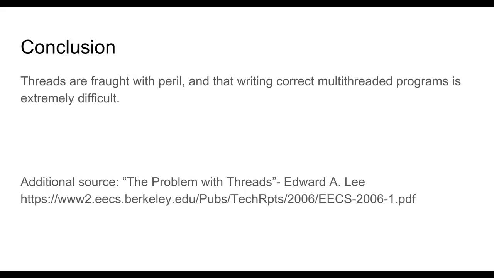In conclusion, I would like to say that humans reason well about concurrency, but with threads it's not the same as in the physical world. Threads in computing are messy, and writing a correct multi-threaded program is very hard. That's why engineers don't use multi-threading in safety-critical systems.